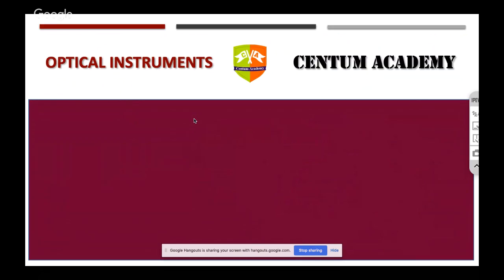Okay, so let me start the class. Today's topic is optical instruments, and it is one of the most important topics of the grade 10 board examination. In this topic, we are going to discuss a lot of things, which includes optical instruments and the human eye. I have included the human eye first.